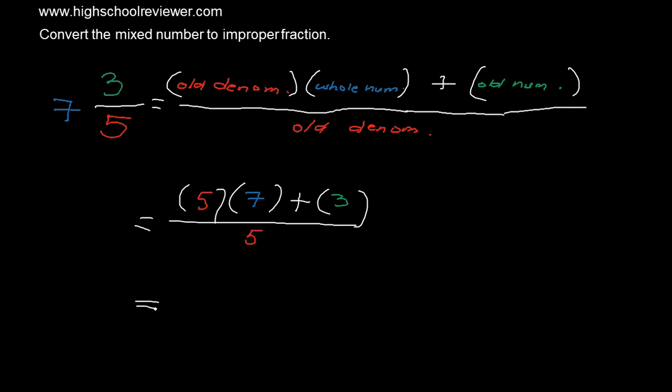Just copy that. And we have here 5 multiplied by 7, that is equal to 35, plus 3 all over 5. And we have here 35 plus 3, that is 38 divided by 5. And our numerator now is bigger than the denominator. This is now our final answer.